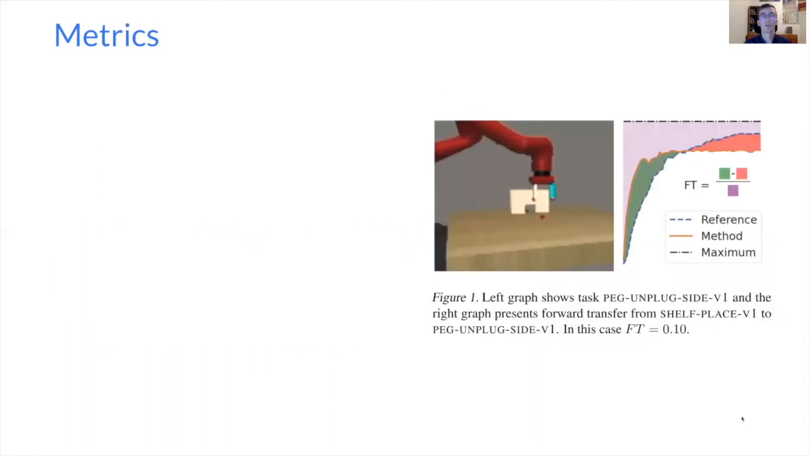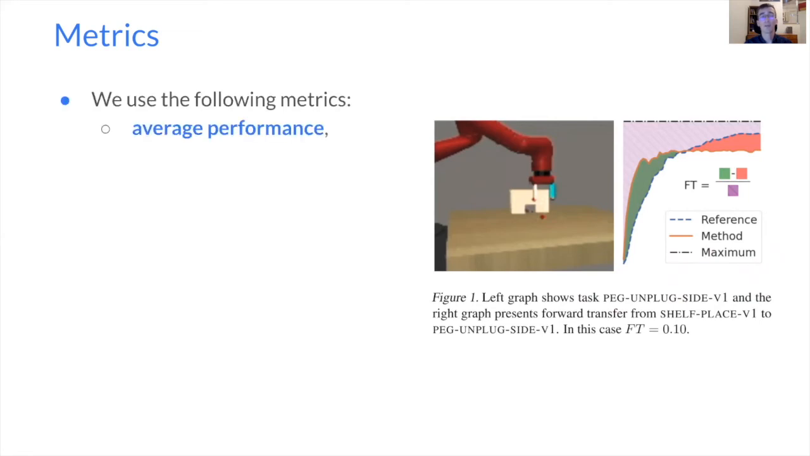We included several metrics in our evaluations. First is average performance, which is just the mean success rate on all the tasks at the end of the training. Another one is forgetting, which is mean difference between performance at the end of training a given task and performance at the end of whole training. And this is averaged over all tasks.